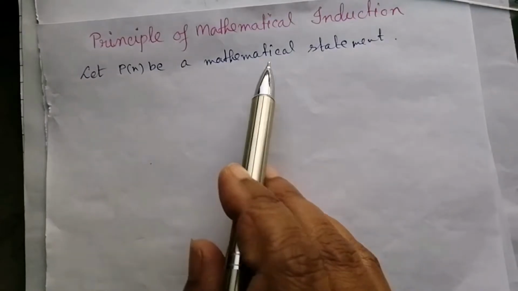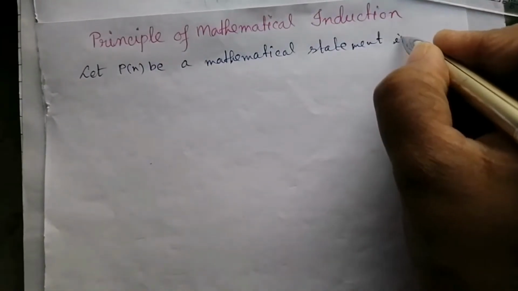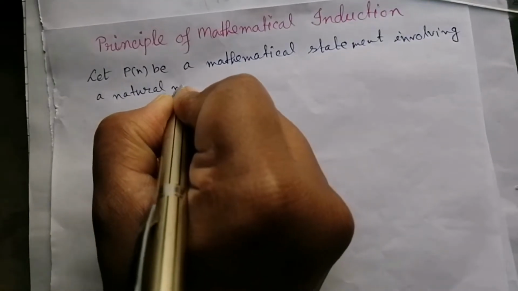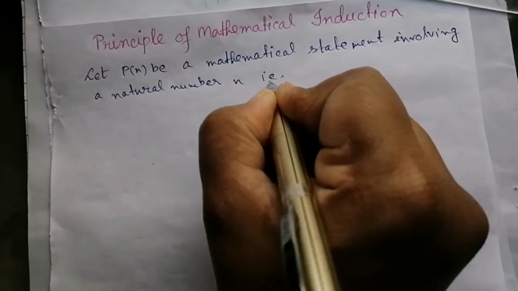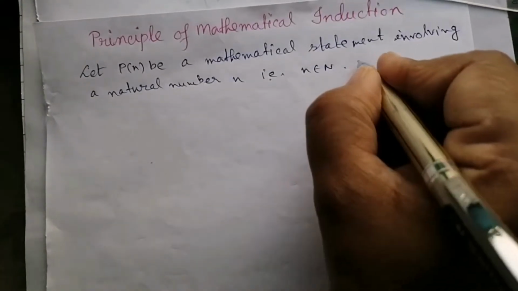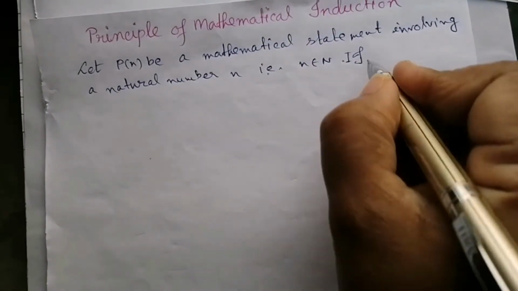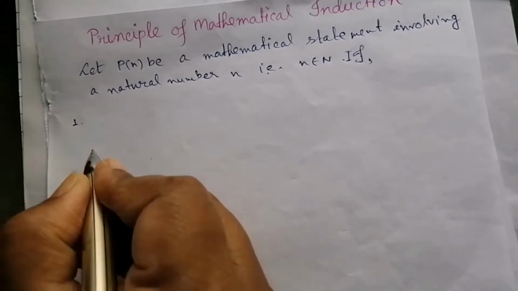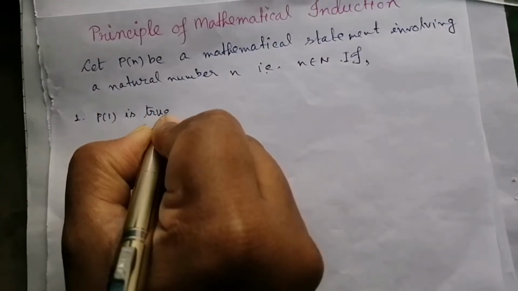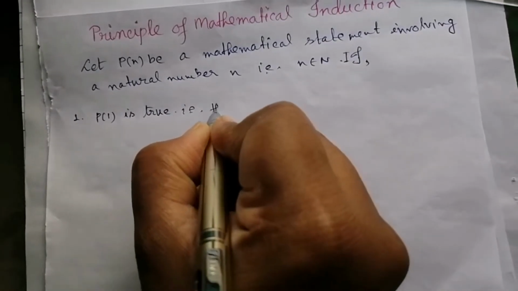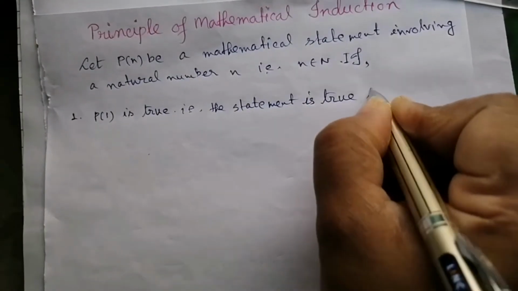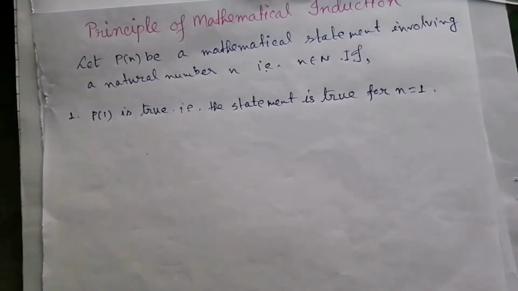Let P(n) be a mathematical statement involving a natural number n, that is n belongs to capital N. Now if number 1, P(1) is true, that is the statement is true for natural number n equal to 1.